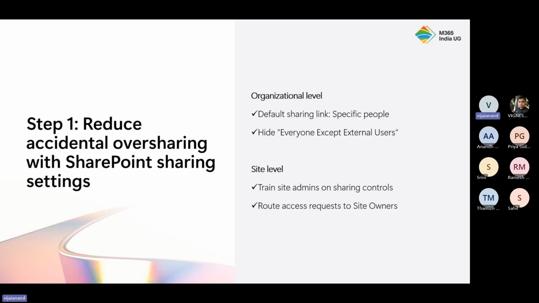The next one, as Vignesh also mentioned, is everyone except external users. When you're sharing content, whether it is a SharePoint site, files, folders, lists or libraries, you have an option, intentionally or unintentionally, to add everyone except external users. What it means is that you're sharing the content with everyone. So how can you hide or restrict this particular option at the tenant level?